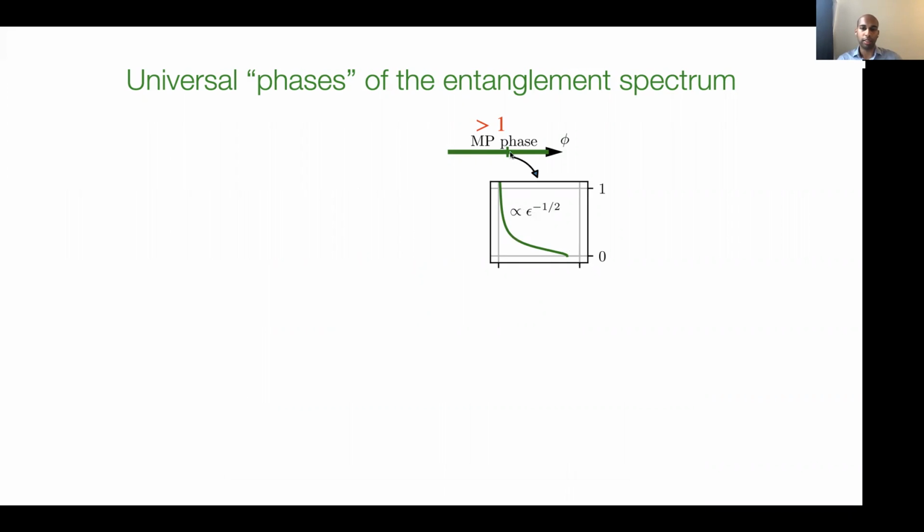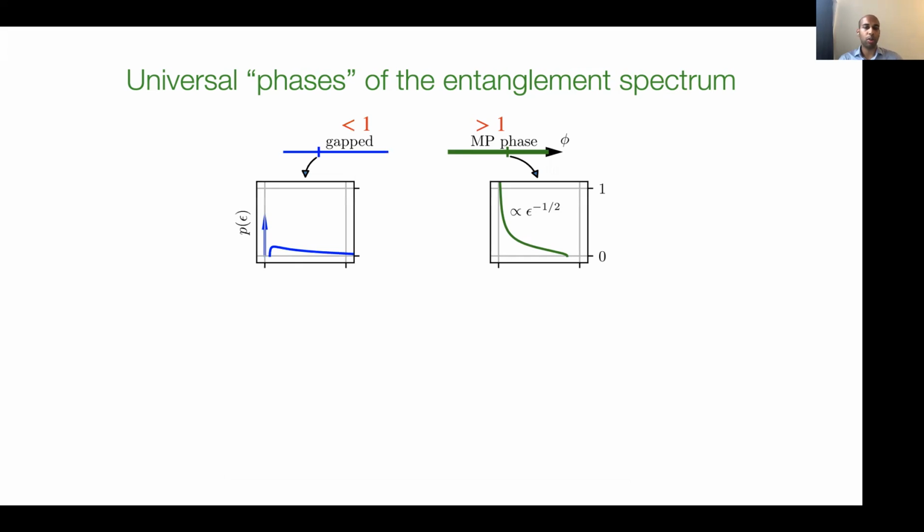This is something we dub the Marchenko-Pastur phase, because the Marchenko-Pastur law also has the square root divergence at the origin. So the entanglement spectrum in general is shifting around, but the square root divergence does not change. And ergodic phases in unconstrained systems would also lie in this Marchenko-Pastur phase.